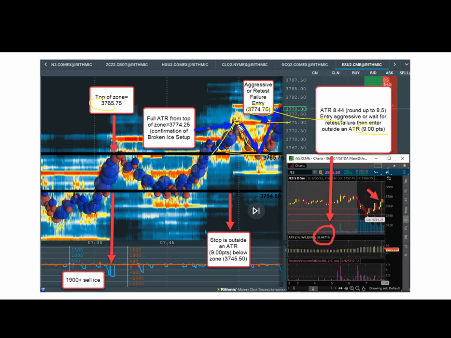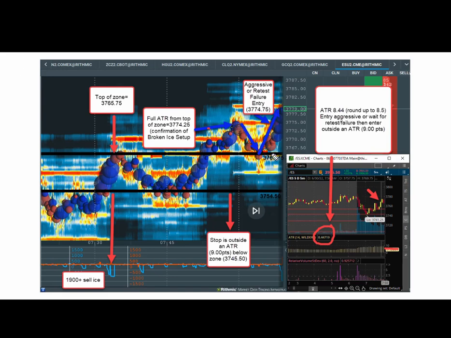A lot of times, this was actually outside the ATR, and it still happened, but the point is you can get in aggressively, and that's what you have to determine as well. There's times, I have specific instances where I enter aggressively. I'm not going to get into that in these videos, but there's times I'll get in aggressively, and there's times I will wait for the retest failure to get in, and that's the more conservative entry.